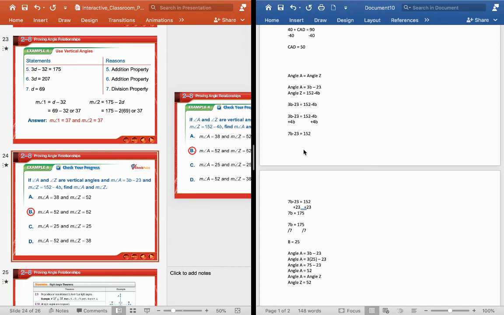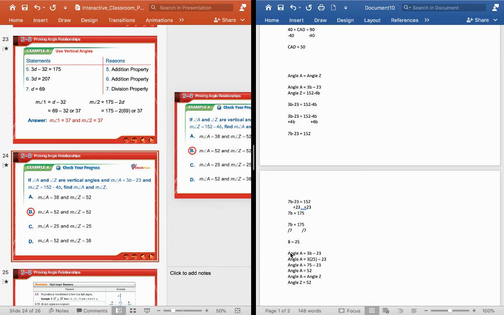All right. And I do the same thing here. I move over 23, okay, because it's minus 23. And you better believe I'm going to be working with the positives. So I'm going to add 23 to both sides. I'm going to get 7b equals 175. All right. So now I'm left with 7b equals 175. I'm going to divide by 7 on both sides. B equals 25. Oh, yeah.